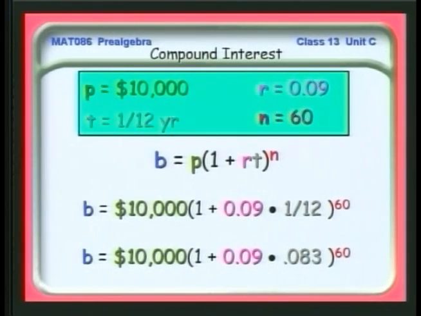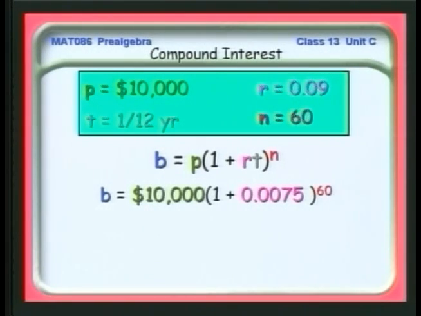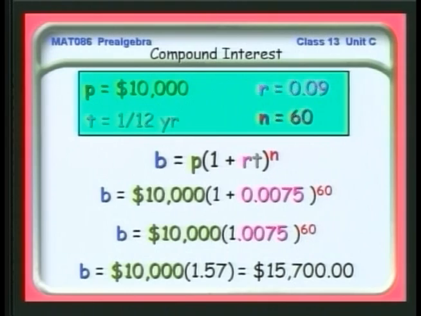1/12 is 0.083. I could change that to a decimal. And when I do that multiplication, the number in the brackets is 1.0075, which I raise to the 60th power with my calculator. 1.0075 to the 60th power turns out to be 1.57. And my final balance is approximately $15,700.